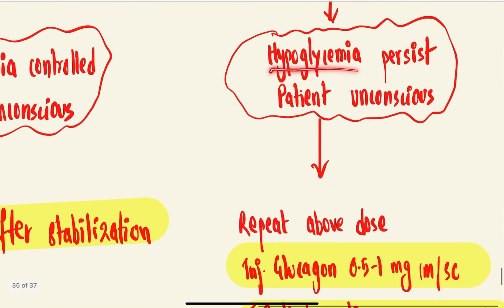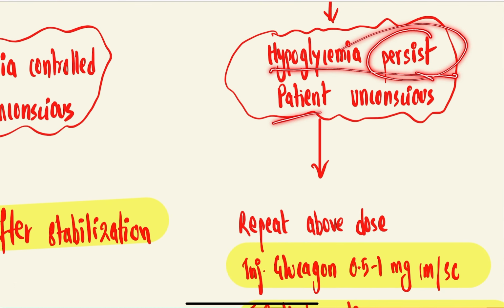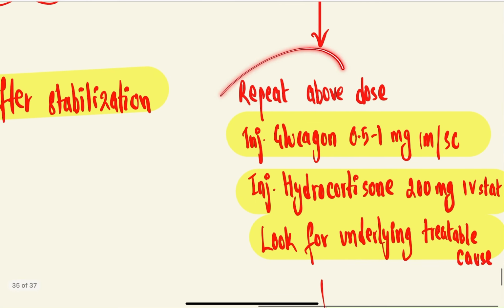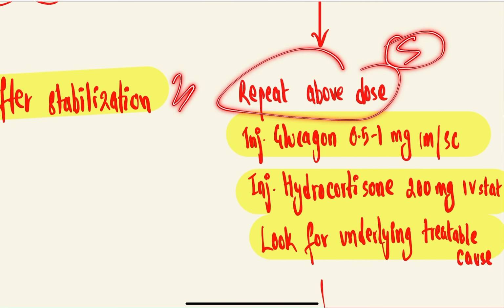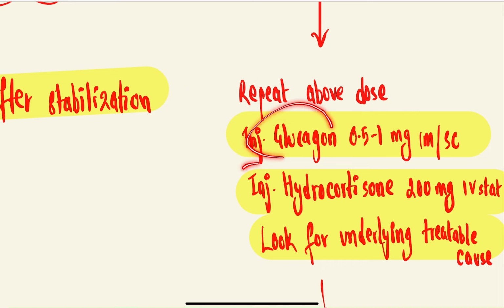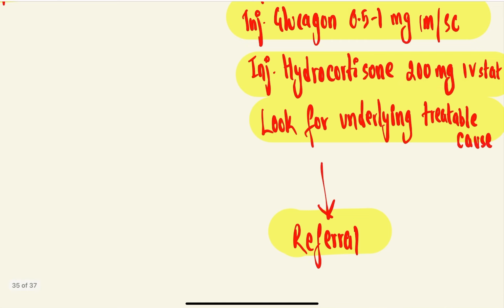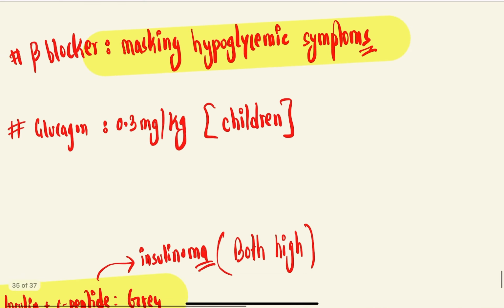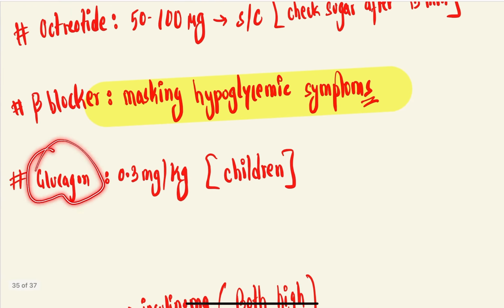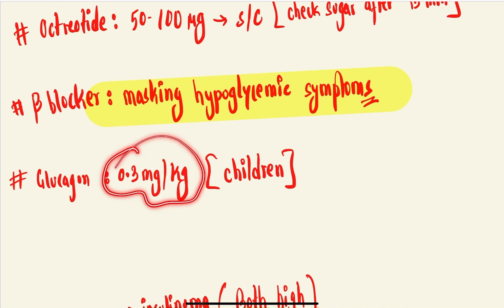And if the hypoglycemia still persists and the patient is unconscious, then we should repeat the dextrose doses, 25% or 50%. And we can give injection glucagon 0.5 to 1 mg intramuscularly or subcutaneously, injection hydrocortisone 200 mg IV stat, and we should look for other underlying causes, treat, and refer the patient. The dose of glucagon for children is 0.3 mg per kg.